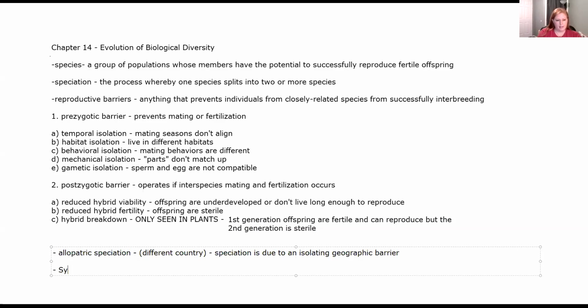The opposite of that is sympatric speciation, which means same country. And this is also something that you're only going to see in plants. Again, for the same type of reason that the change genetically that has to happen in order for them to suddenly not be able to interbreed from one generation to the next, that's something that can happen that quickly in plants, but animals are too complex to have that type of an overnight shift, if you will.